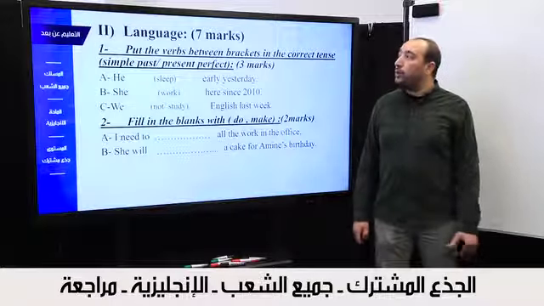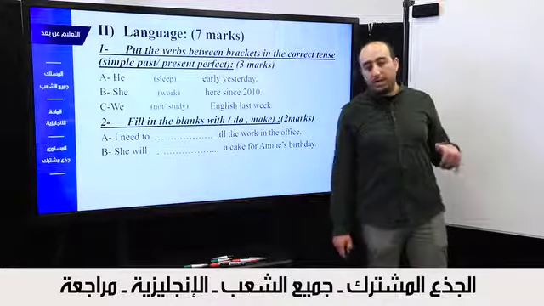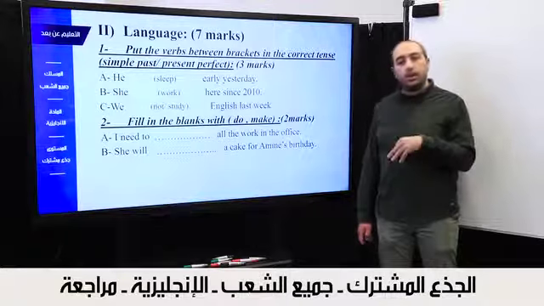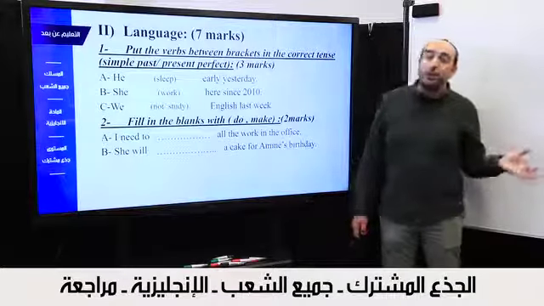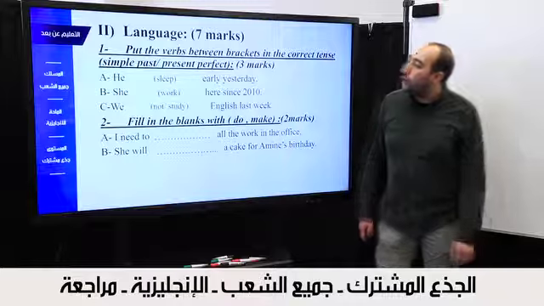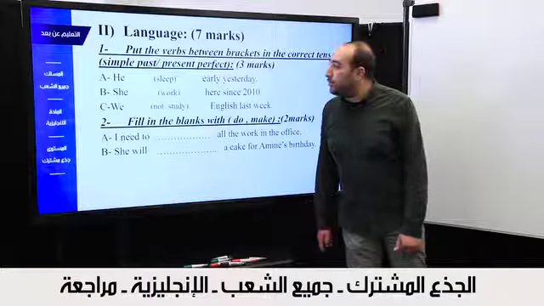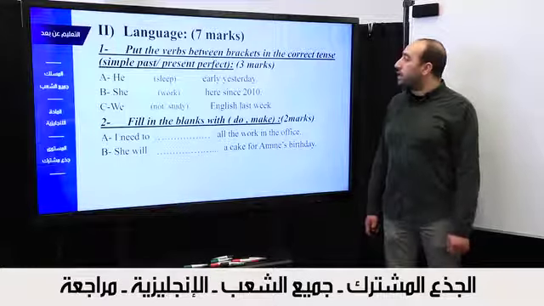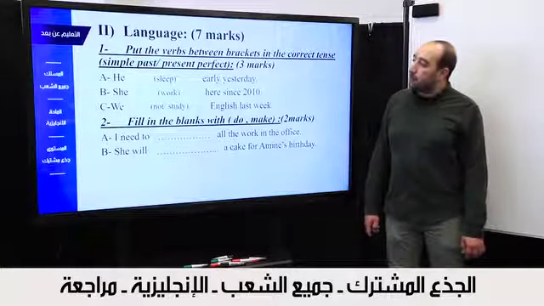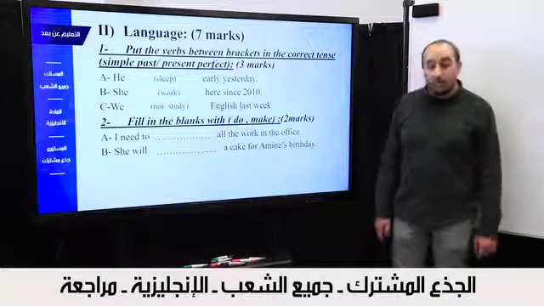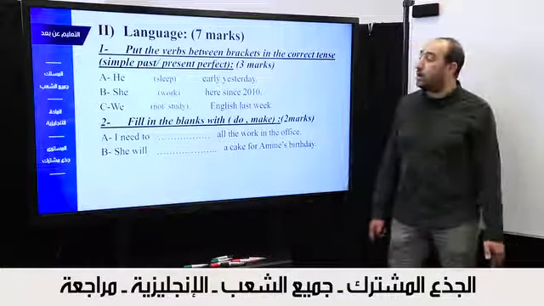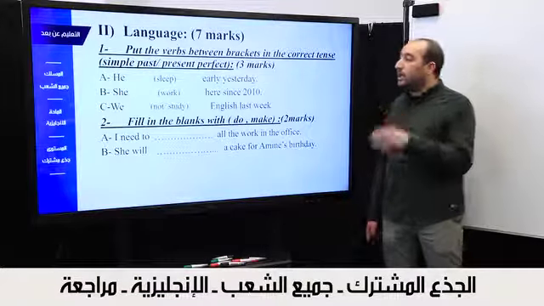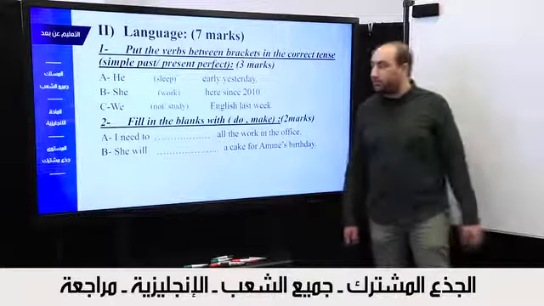Now we will move to the second section in the test, which is language. And language is for 7 marks as well. So 7 plus 7 becomes 14. So we are going to do the first exercise of language. Put the verbs between brackets in the correct tense, simple past or present perfect simple. These are the tenses we have already seen.